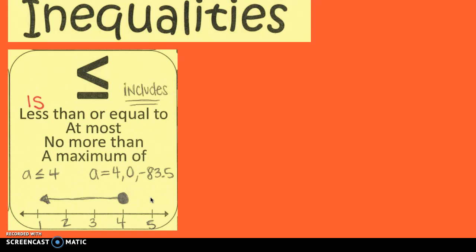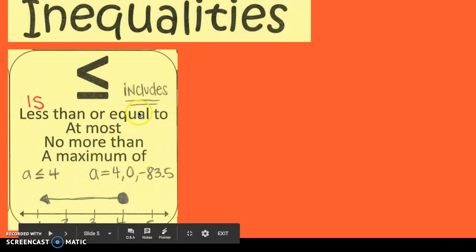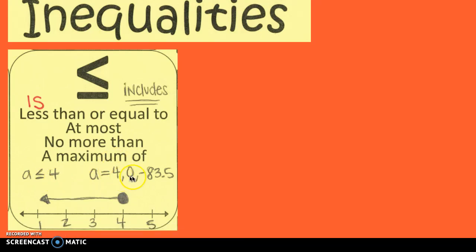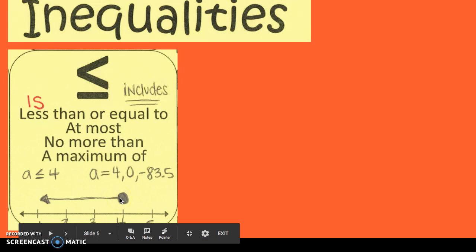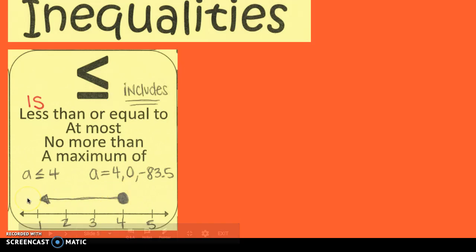All right, the last one we have is the less than or equal to. Again, with the or equal to, that means we include the number that is being compared. So we have A is less than or equal to 4. So again, 4 could be a solution. 0 could be a solution. -83.5 could be a solution. Any numbers that are 4 or less than that, or to the left on the number line, would make this inequality true.